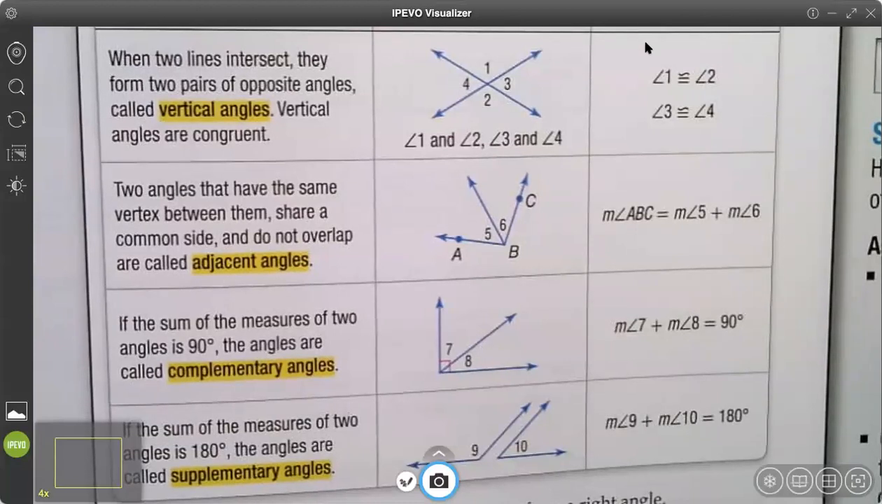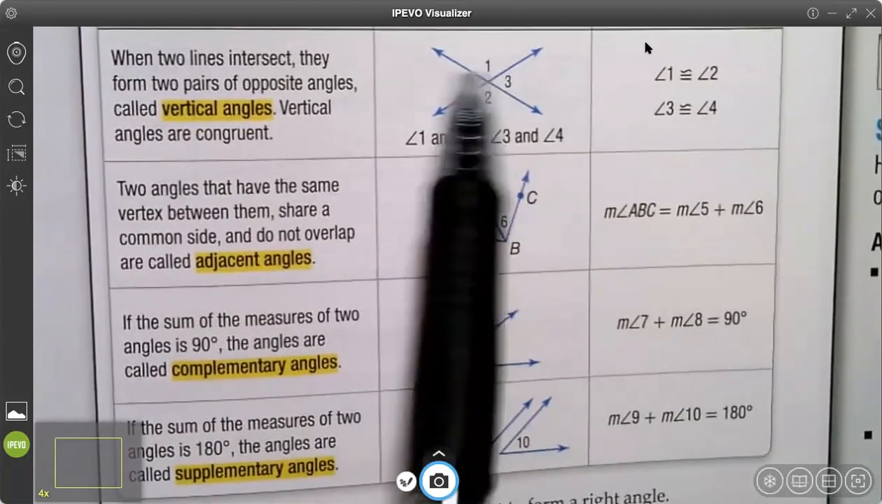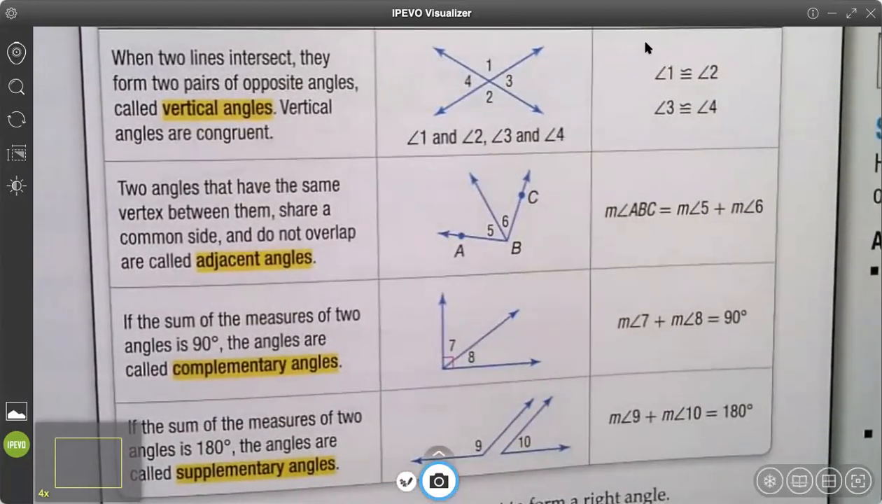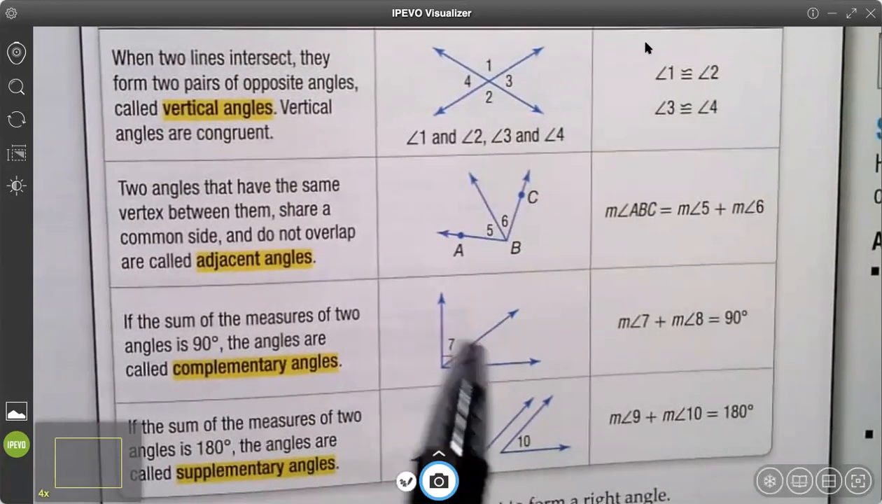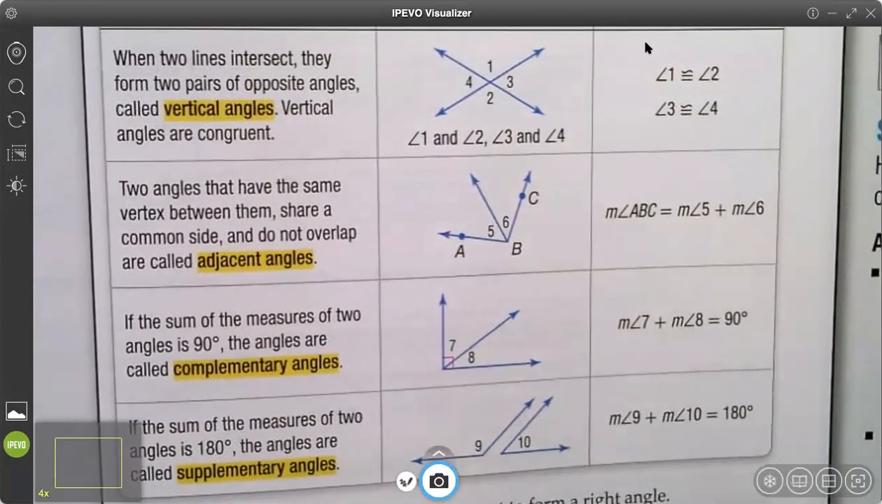I want to go back to this page real fast and end on it. Very important, we know that vertical angles are angles straight across from each other. Vertical angles are congruent. Congruent means the same. Complementary angles means angles whose sum is 90 degrees. So if you know one, you subtract it from 90 to get the other one. And supplementary angles are angles whose sum is 180 degrees. So if you know one of them, subtract it from 180 and you can get the other.